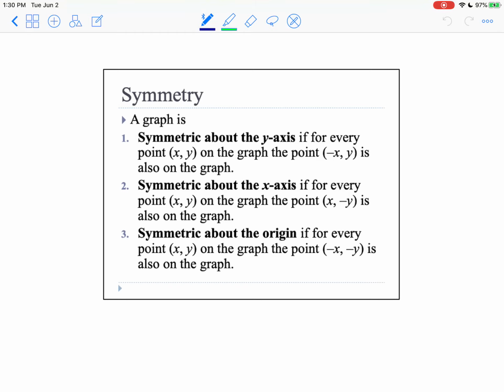Hi again, everybody. In this video, we're going to talk about symmetry. Now, there are three types of symmetry that we're going to talk about.